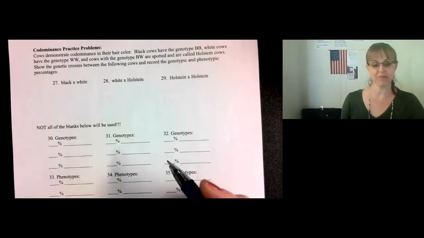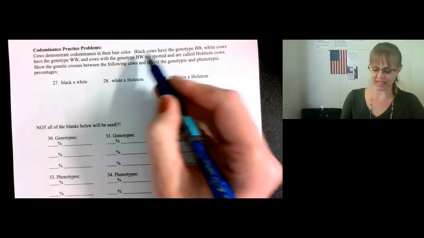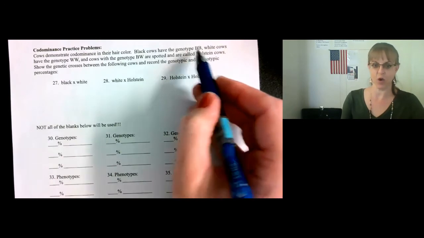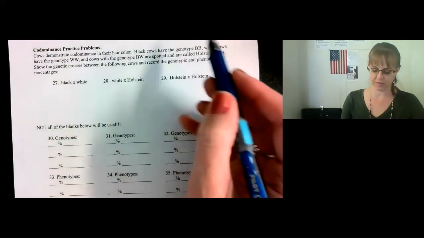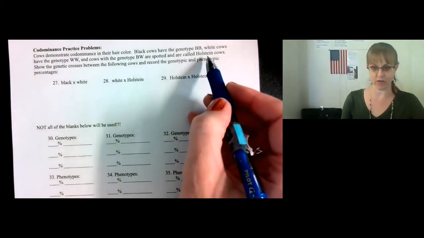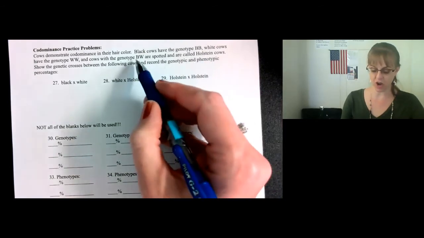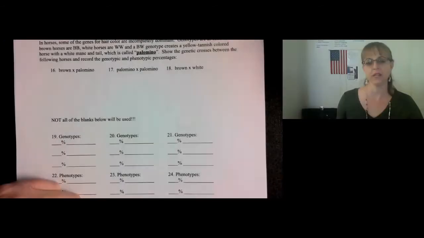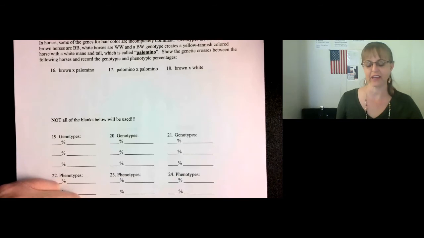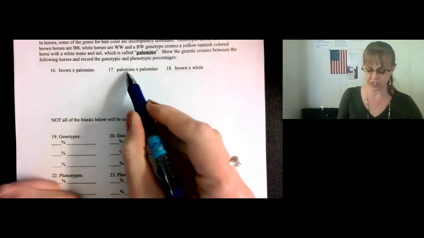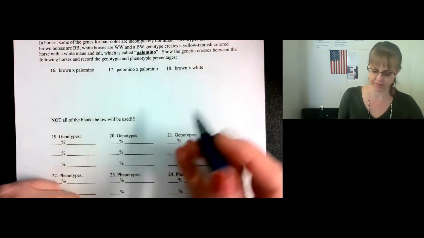Finally, you'll do the same thing with cows. Black cows are BB, white cows are WW, and Holstein cows, which are black and white, are BW. To make sure you're on the right track, let's look at what happens when we cross two Palomino horses.